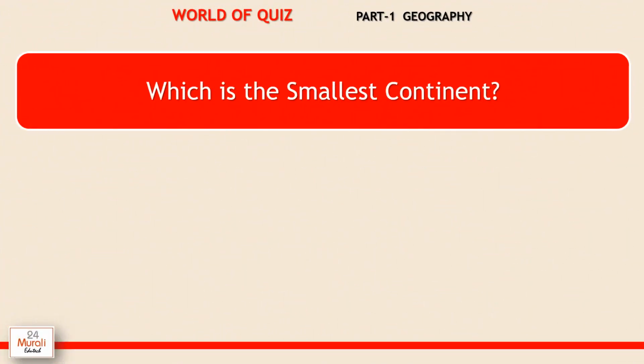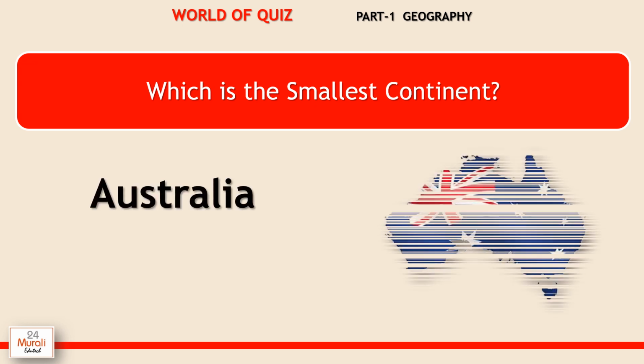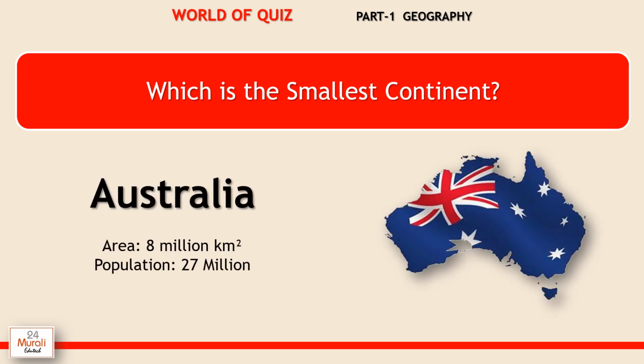Which is the smallest continent? Australia, with an area of 8 million square kilometers, and population of 27 million.